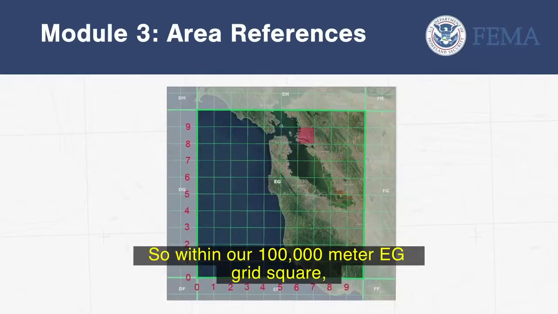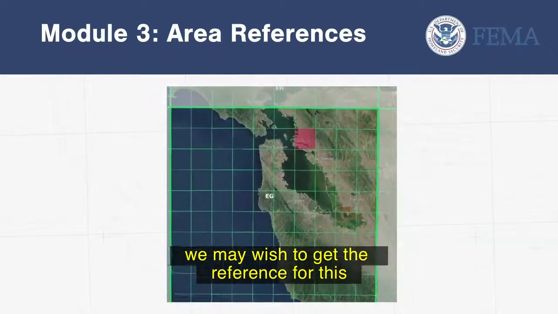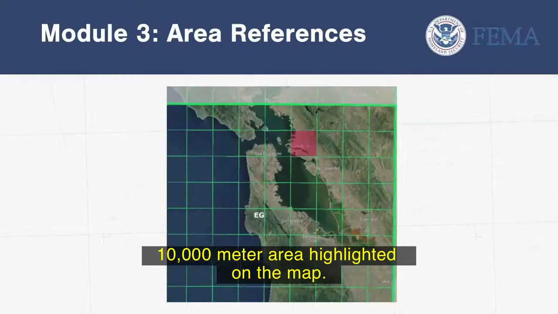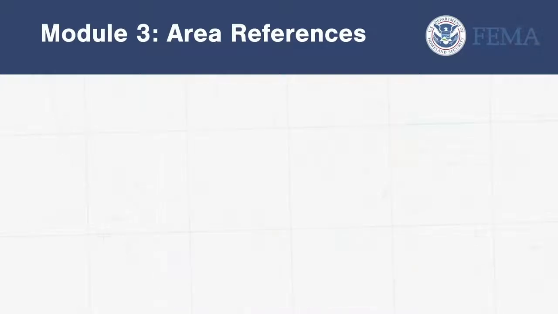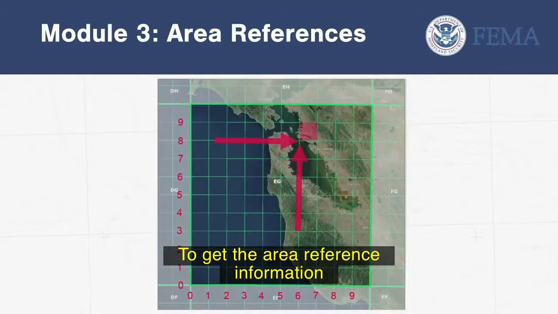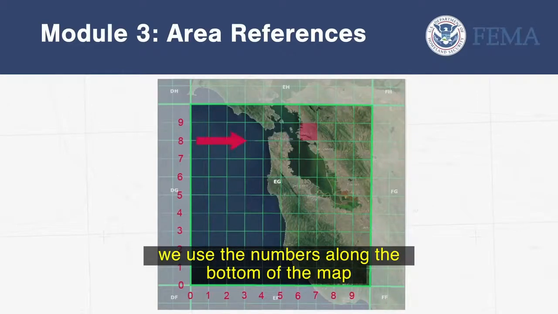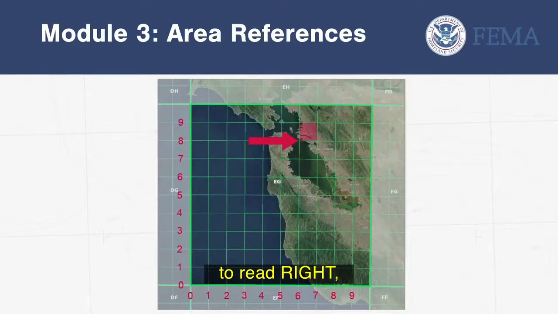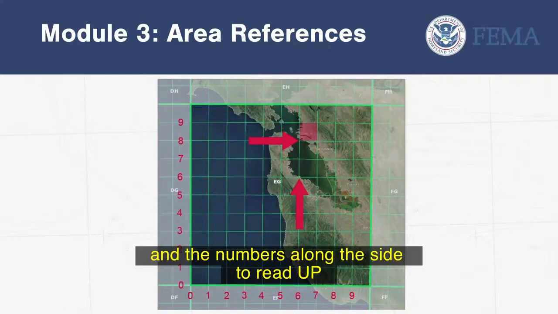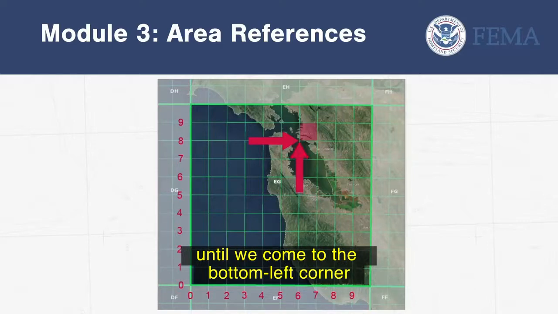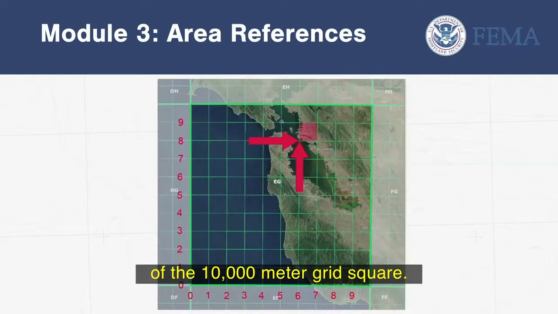So within our 100,000 meter EG grid square, we may wish to get the reference for this 10,000 meter area highlighted on the map. To get the area reference information for this 10,000 meter grid square, we use the numbers along the bottom of the map to read right, and the numbers along the side to read up until we come to the bottom left corner of the 10,000 meter grid square.